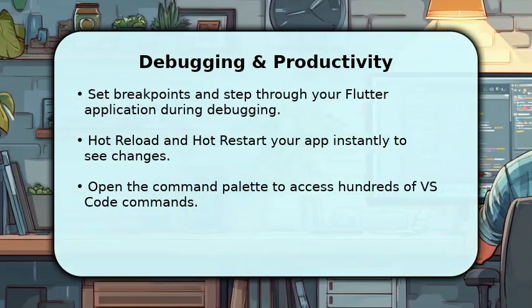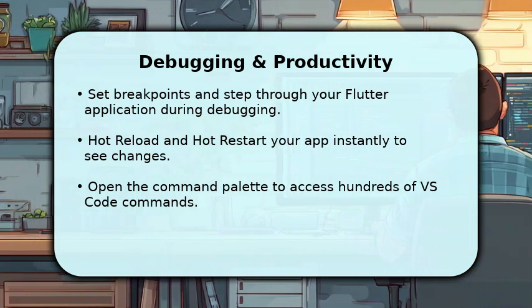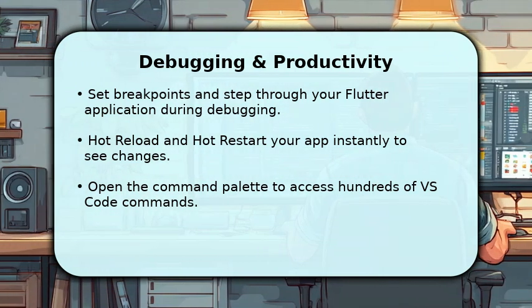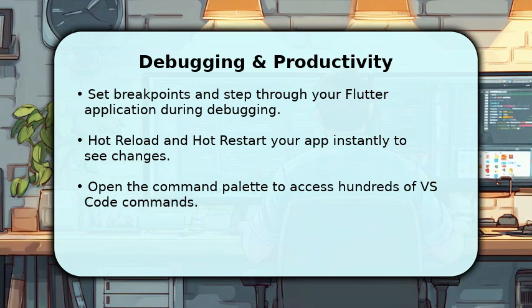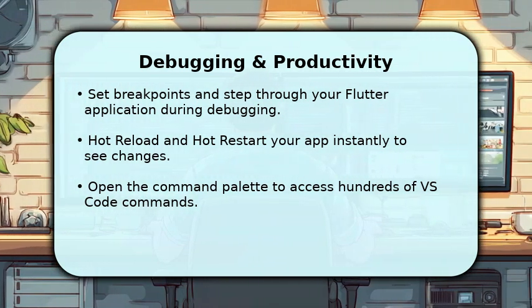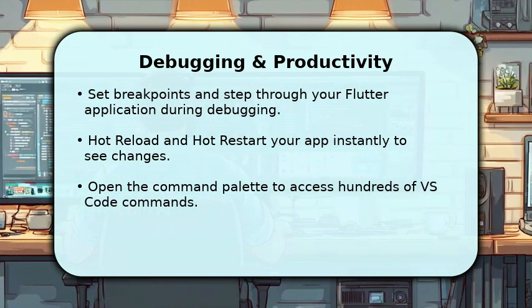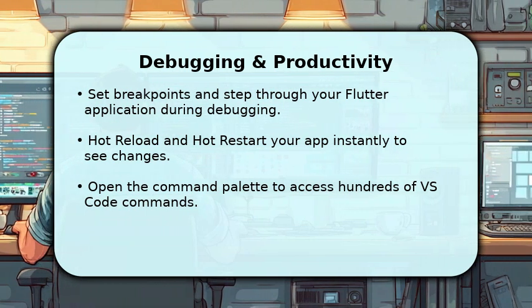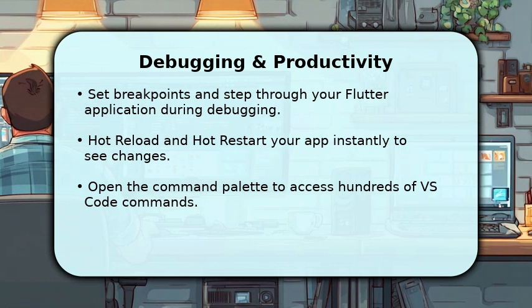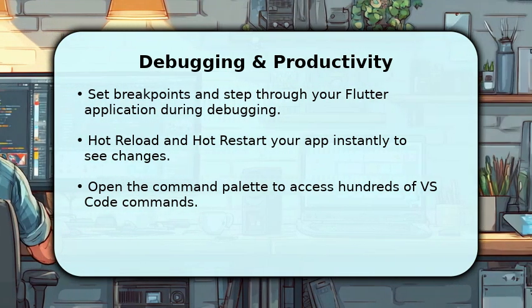Debugging is an integral part of development, and VS Code offers powerful shortcuts. Set breakpoints, step through your code line by line, and inspect variables with ease. For Flutter, the famous hot reload and hot restart features are just a quick command away, letting you see changes in mere seconds without losing application state. Access hundreds of commands instantly via the command palette and use integrated terminal shortcuts to execute common commands without leaving your editor.